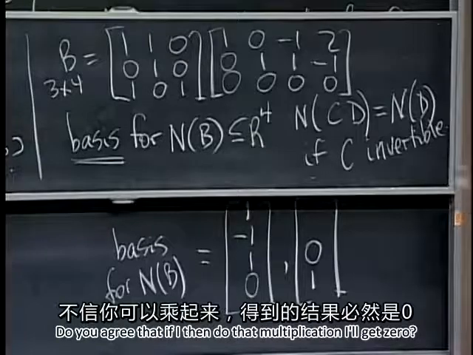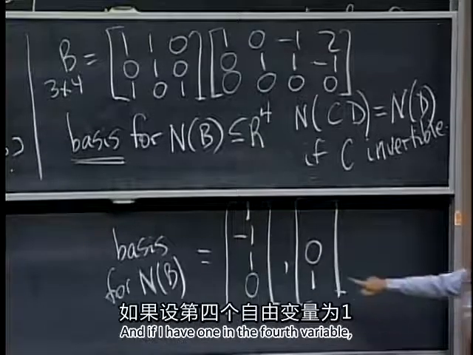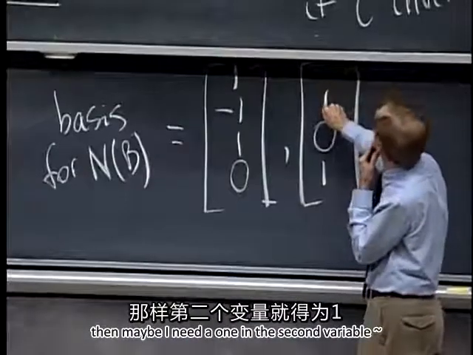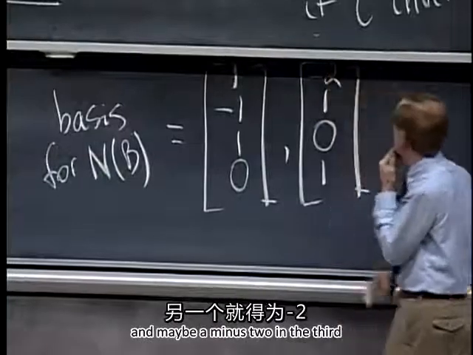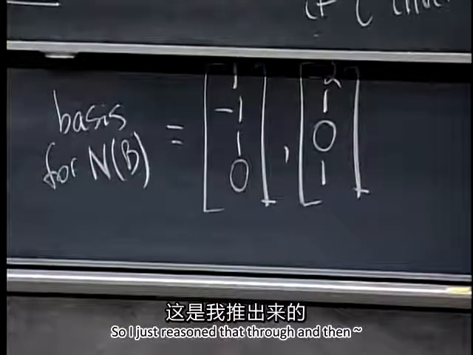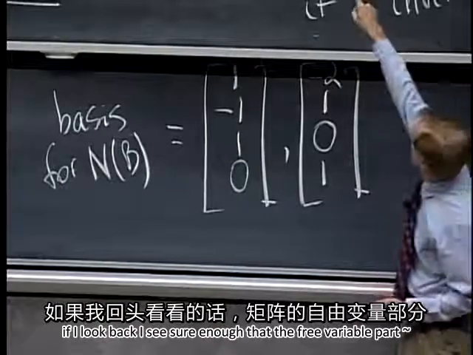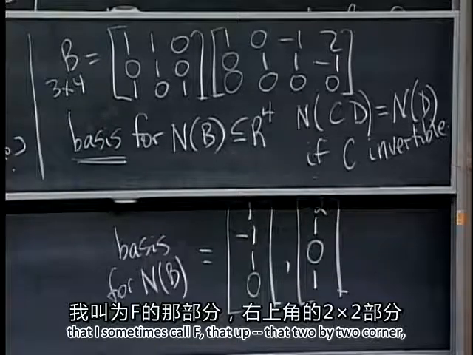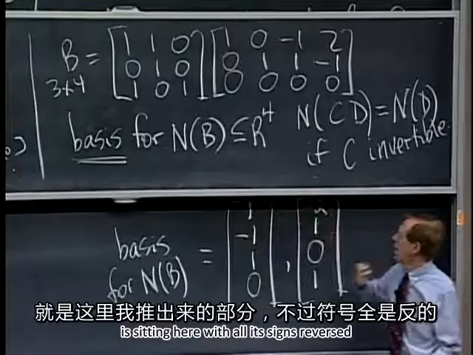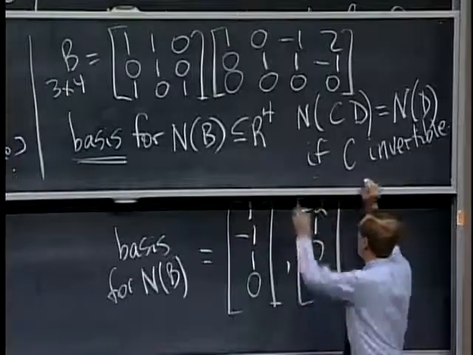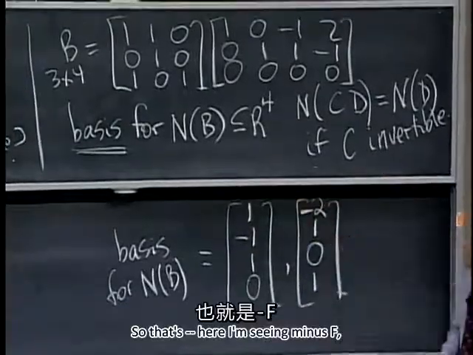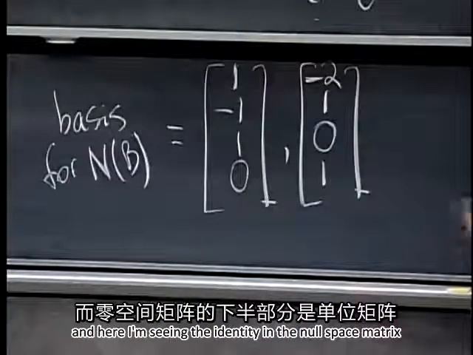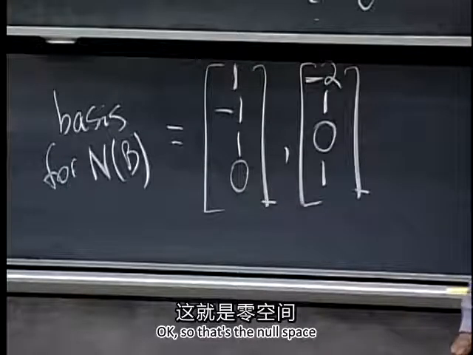Do you agree that if I then do that multiplication, I'll get 0? And if I have 1 in the fourth variable, then maybe I need a 1 in the second variable and maybe a -2 in the third. So I just reasoned that through, and then if I look back, I see, sure enough, that the free variable part that I sometimes call F, that 2 by 2 corner, is sitting here with all its signs reversed. So here I'm seeing -F, and here I'm seeing the identity in the null space matrix. Okay, so that's the null space.